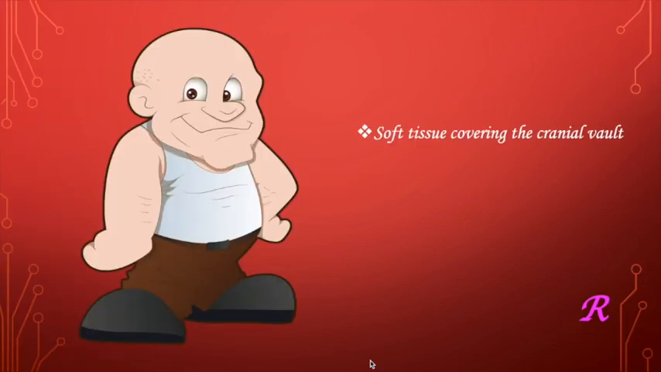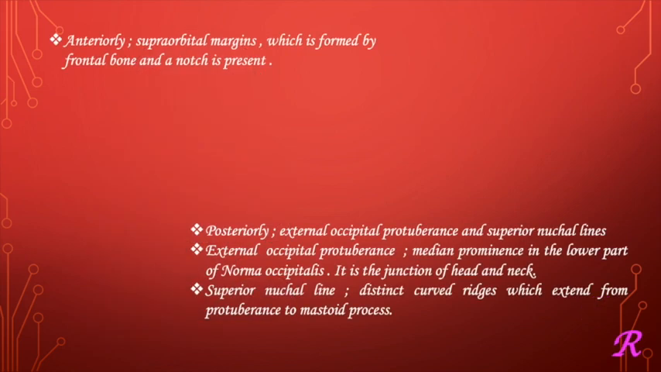What is scalp? It is the soft tissue covering the cranial vault. As you can see in the picture, this is the scalp. Next is the boundaries of scalp.